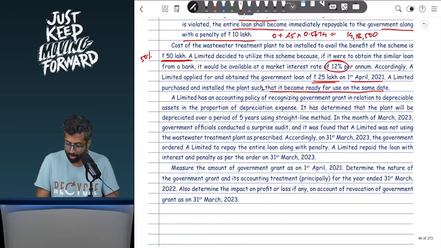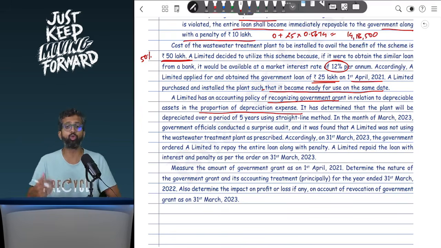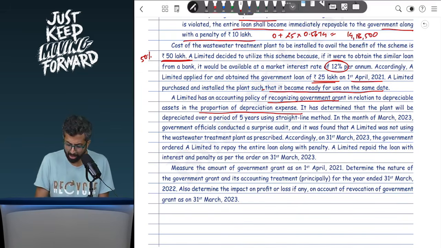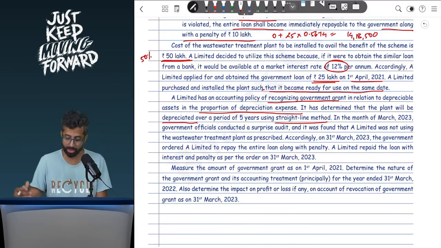A has an accounting policy of recognizing the government grant in relation to depreciable assets in proportion of the depreciation expense. Now this will happen if you credit the deferred grant account, and hence you are probably following the method of deferred grant account. It has determined that the plant will be depreciated over 5 years using a straight line method. That means 20% depreciation each year.